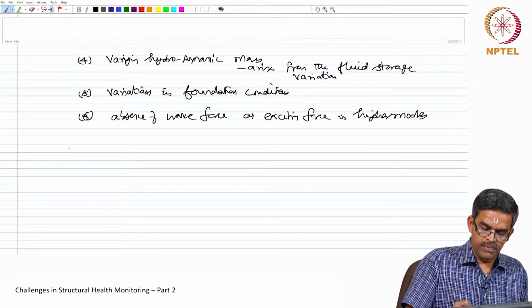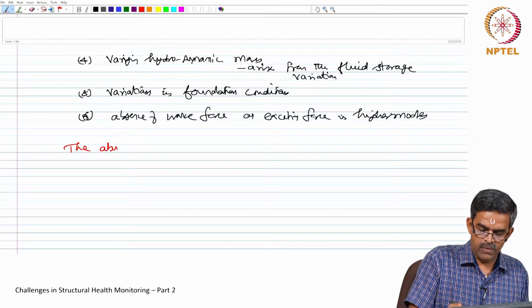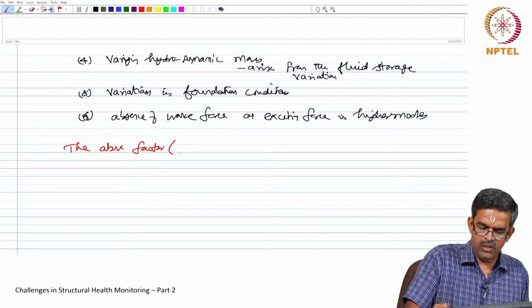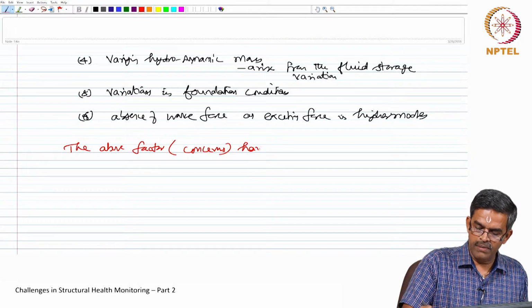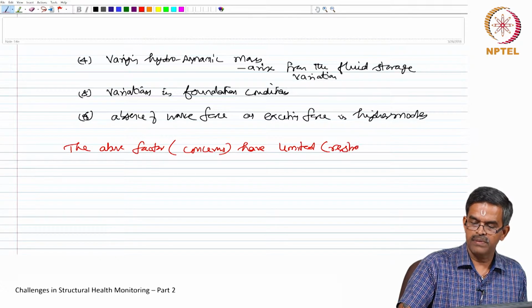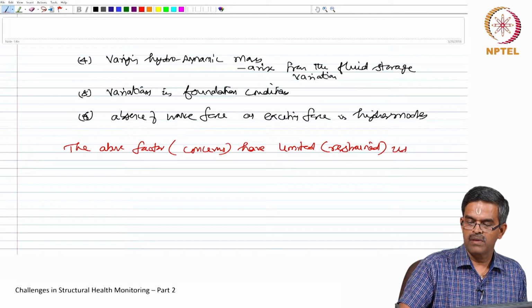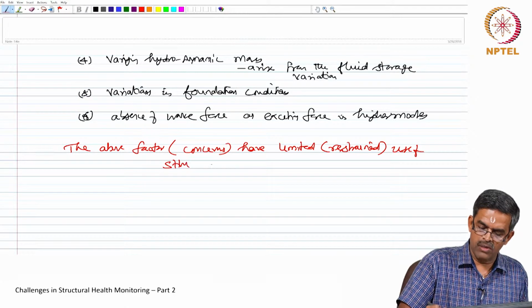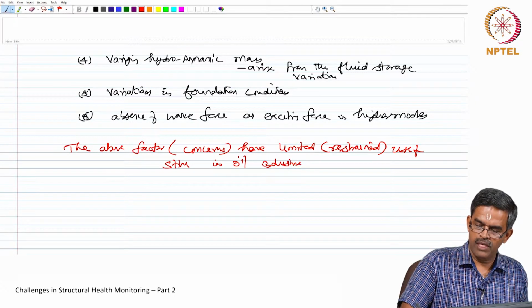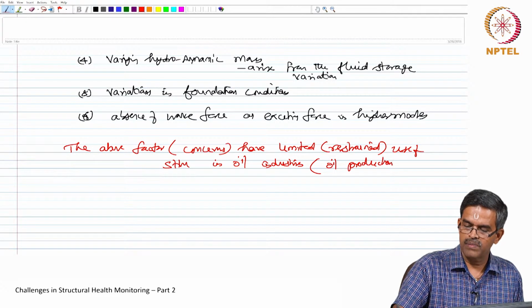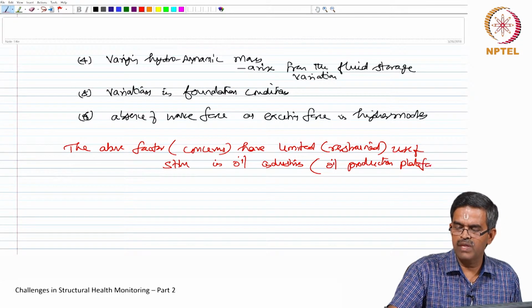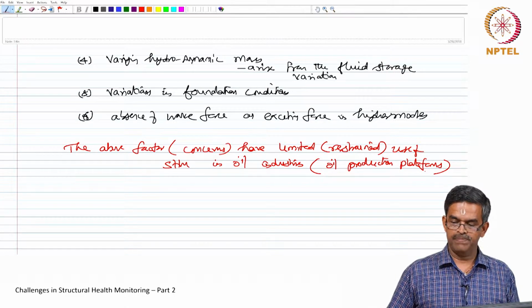Therefore, as a result, the above factors, or I should say concerns, have limited, I should say restrained use of structural health monitoring in oil industries, especially on oil production platforms. Of course, they are very well and continuously used in ships.